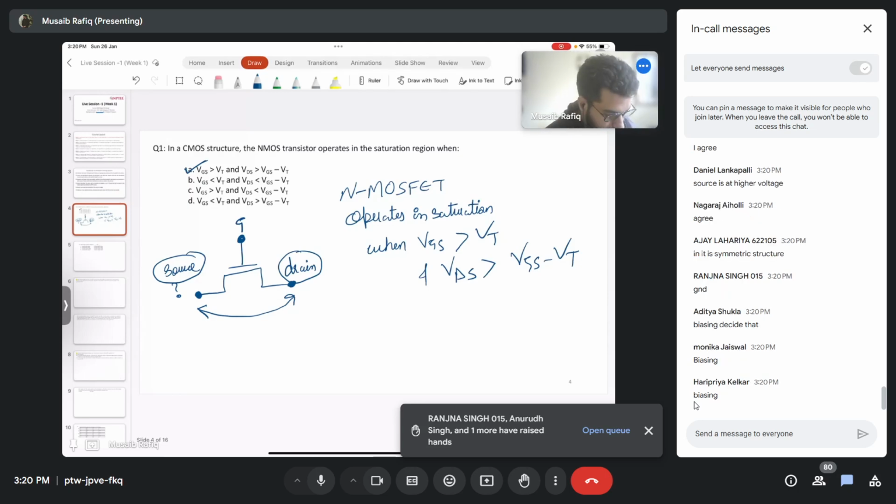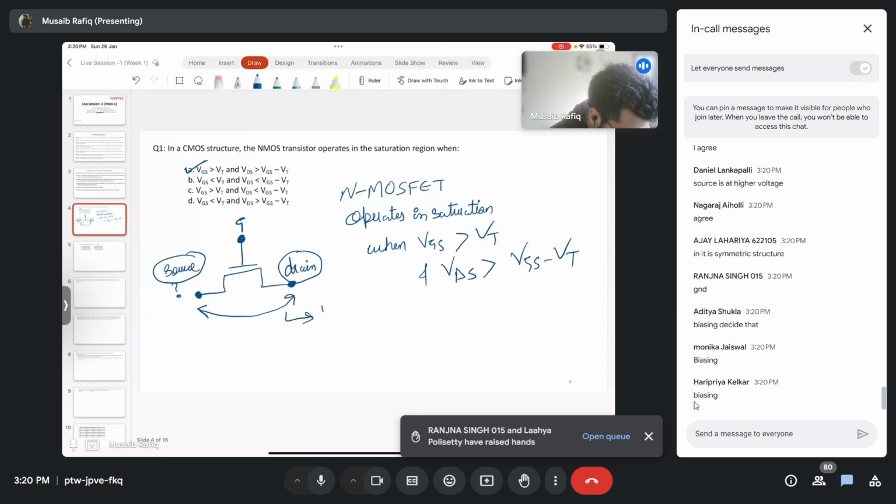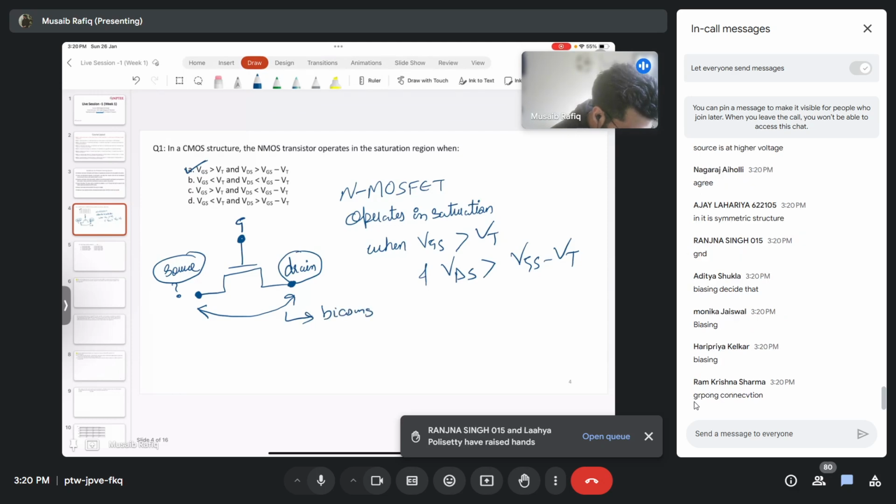Biasing, yeah. Some of you are clear with the concepts. With the MOSFET, the structure is symmetric, as one of the students has rightly said, and it is the biasing voltage that decides whether a particular terminal is a drain or source. In an N MOSFET, if a terminal is at a higher voltage, that is termed as drain, and the lower one is termed as source.